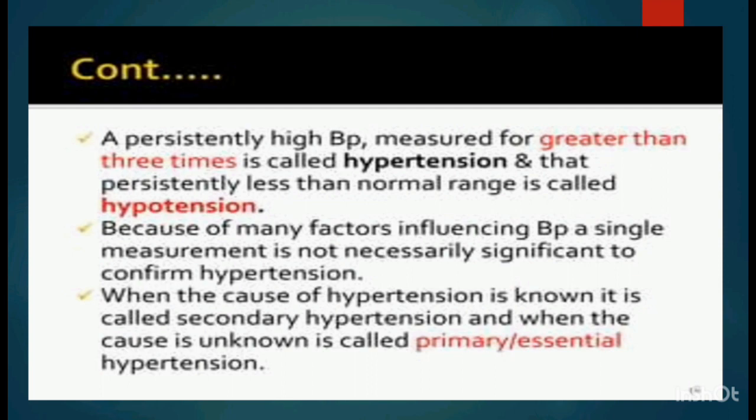In continuation, a persistently high BP measured on more than 3 occasions is called hypertension, and if it is persistently less than the normal range, it is called hypotension. Because of many factors influencing BP, a single measurement is not necessarily significant. When the cause of hypertension is known, it is called secondary hypertension, and when the cause is unknown, it is called primary or essential hypertension.